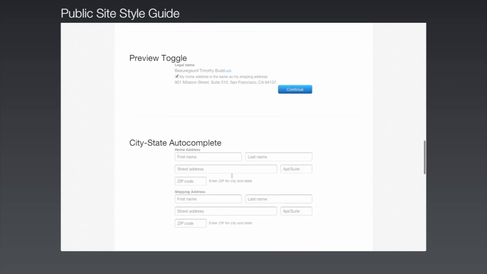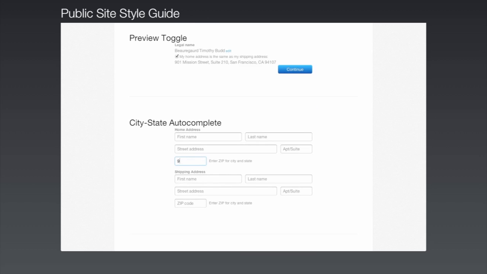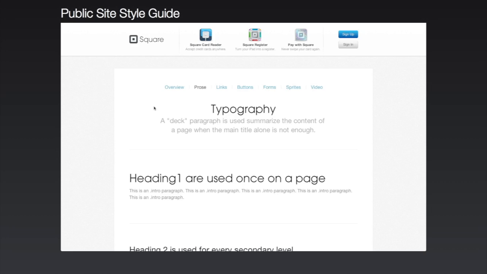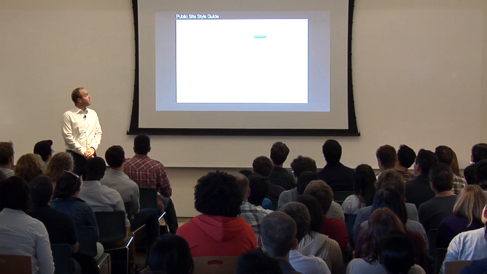So here you can see we have a zip code to city-state autocomplete. It's very handy. Helps users fill out the activation flow a lot faster.